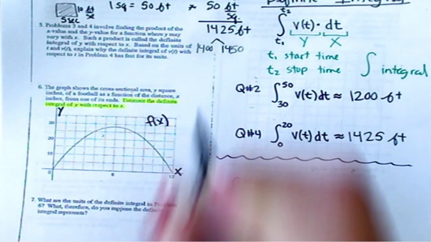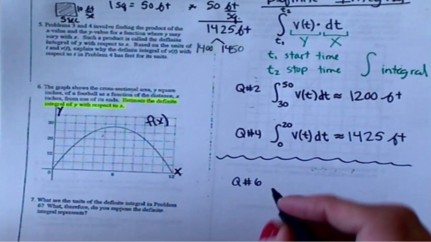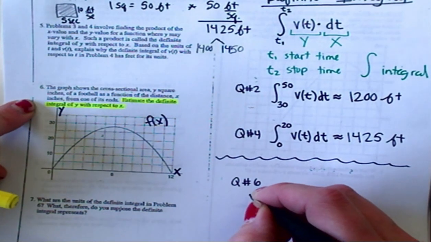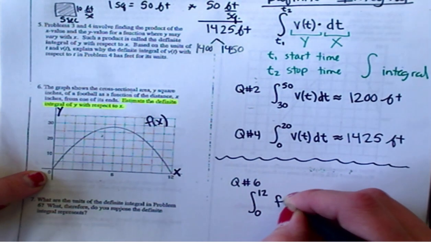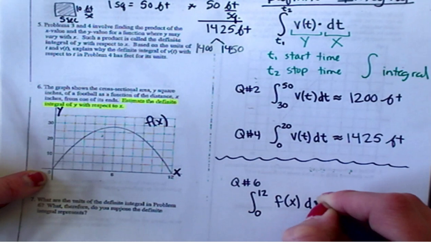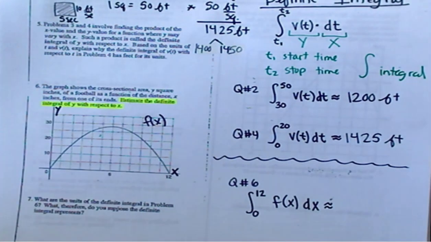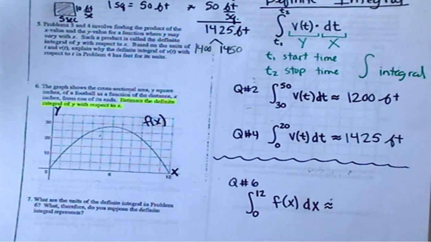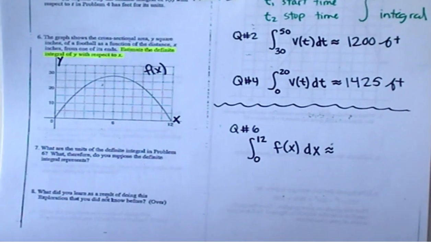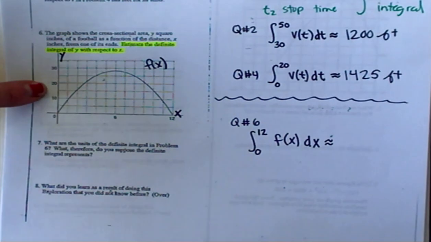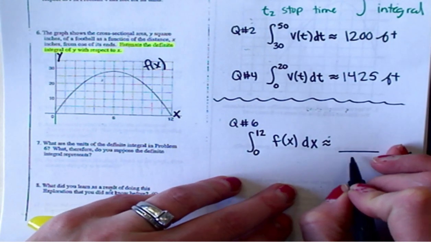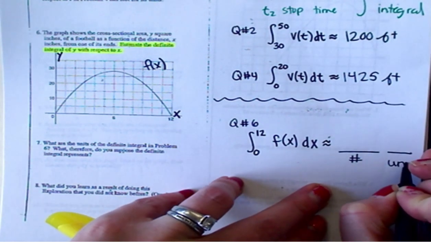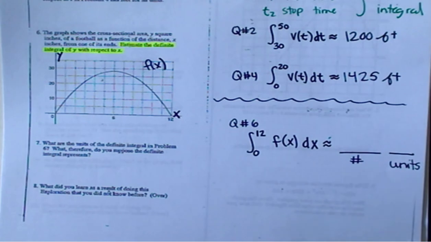Let's call it f of x. Okay, estimate this definite integral, 0 to 12 f of x dx. Now the questions are going to lead you through how to do this. That is the definite integral I would like you to find based on this picture. Okay? You need a number, and you need units.